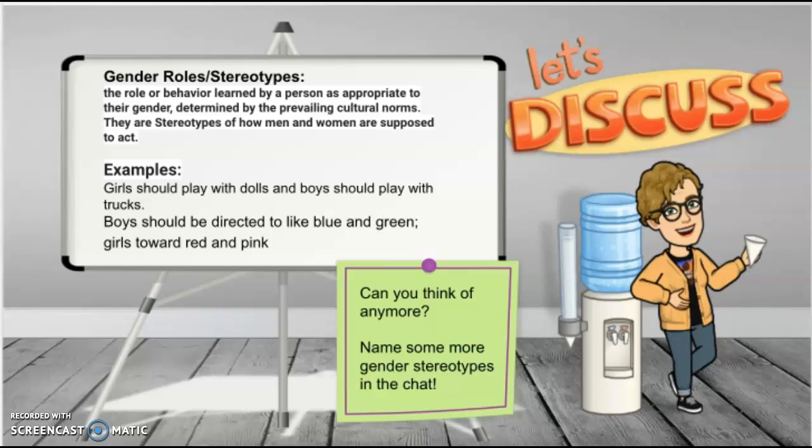norms. They are stereotypes of how men and women are supposed to act. Generally speaking, we see them as limiting and not accurate in today's society, but they still inform a lot of the literature we read and sometimes still affect how we're treated and how we act.